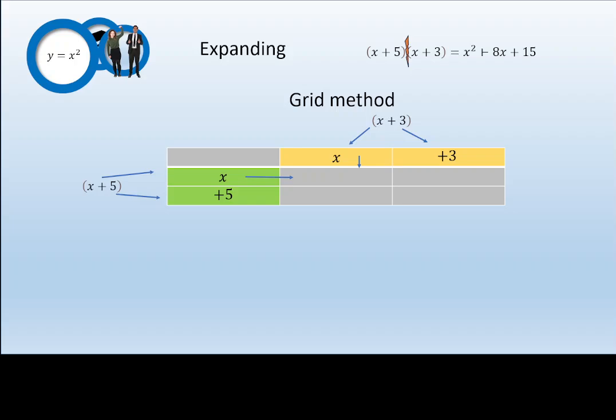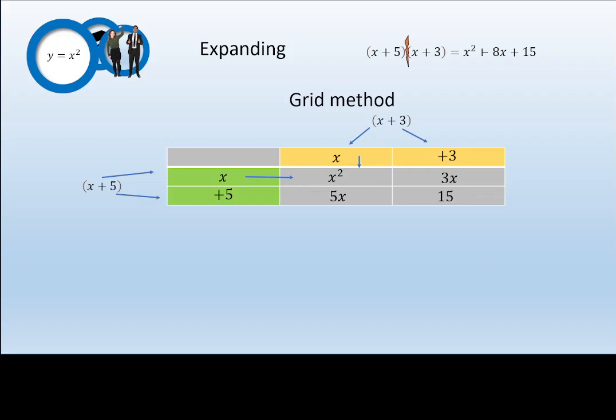So x times x is x squared. 3 times x is 3x. x times 5 is 5x. And 3 times 5 is 15. Now, one of the reasons I prefer the grid method over my next method is because I can't go wrong in as much as I must put something in the box. If I forgot to put something in the box, it means I haven't done the multiplication as I should.